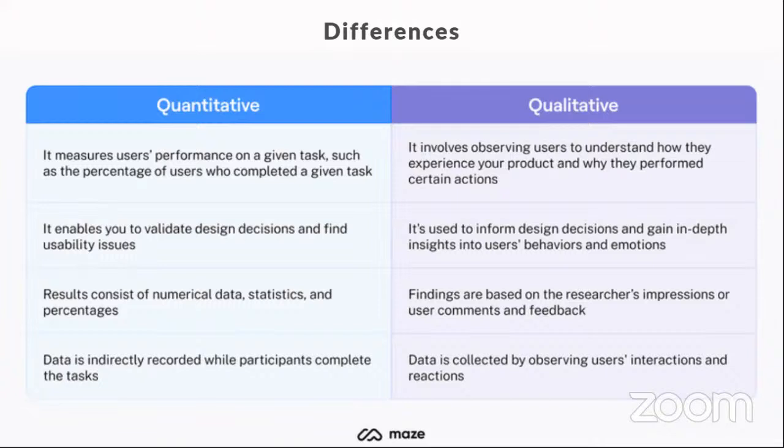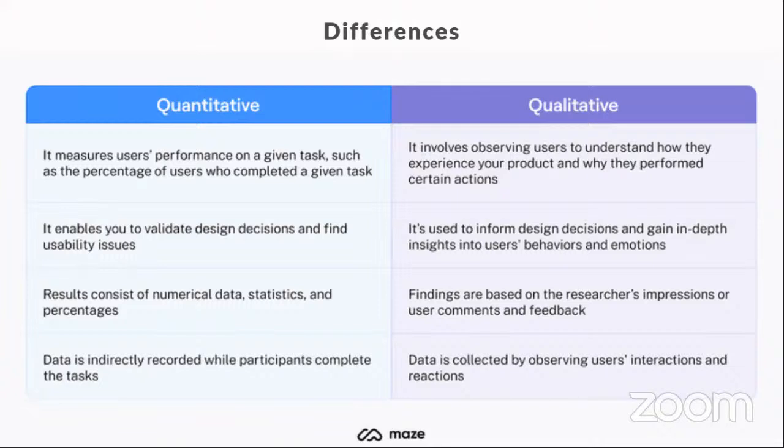But in qualitative testing, it involves observing users to understand how they experience your product. Why did you click this? Why did you click that? Why they perform certain actions. That's part of what qualitative testing is all about. Back to quantitative testing, it enables you to validate design decisions and to find usability problems.